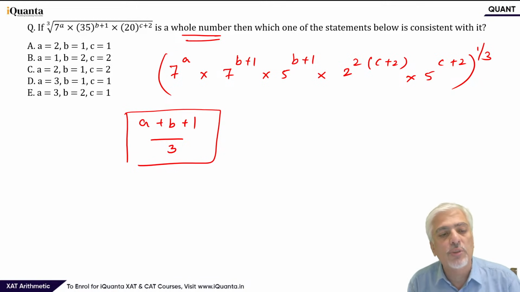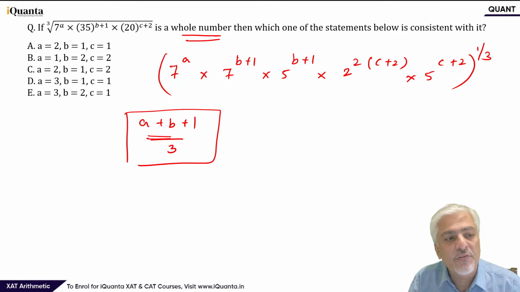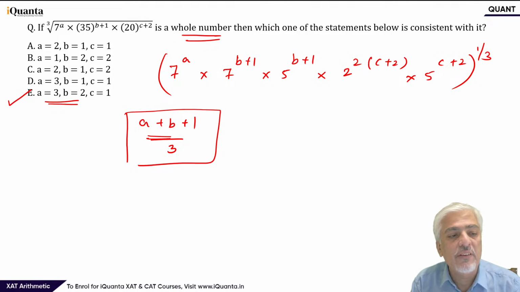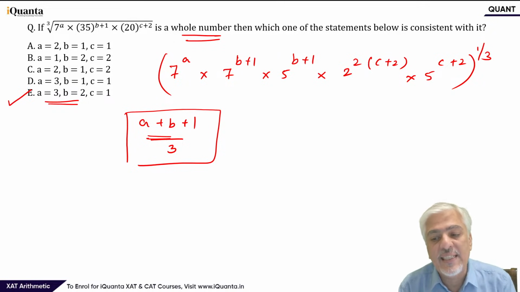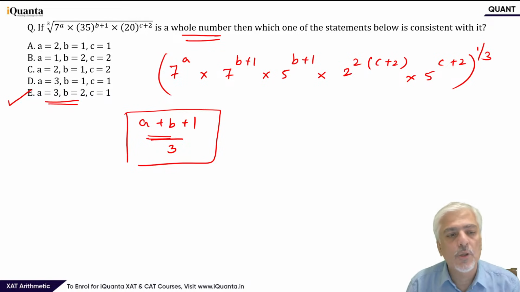Now you can start using the options. So a plus b, from the options the way I'm looking at it, a plus b can be 5. And if you think very carefully, 5 is the only one option. In an exam situation, only option E satisfies. I would not even waste my time checking anything else. And that's my answer, E. Okay?